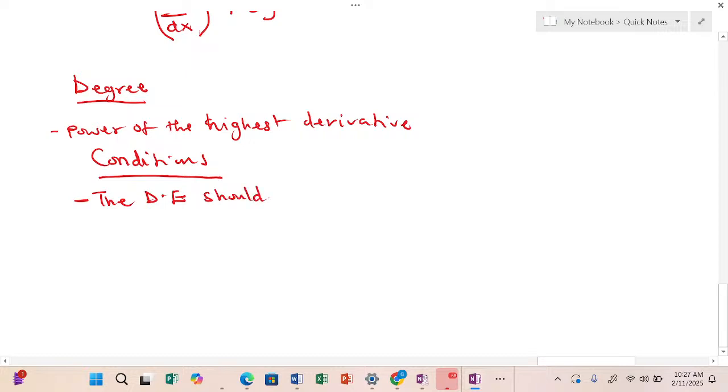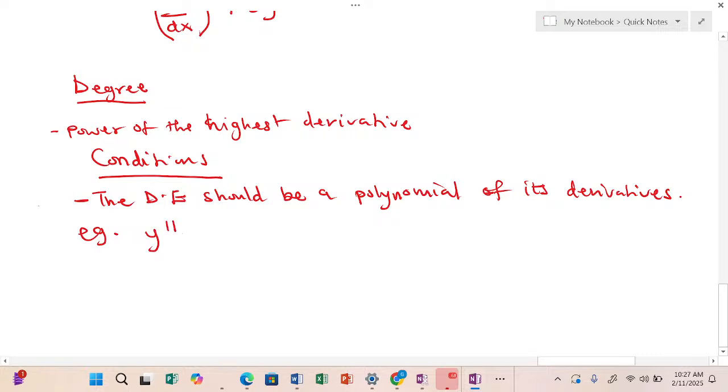So the differential equation should be a polynomial of its derivatives. What that simply means is that, we have a next example. An example is y prime prime plus k y squared is equal to 0.